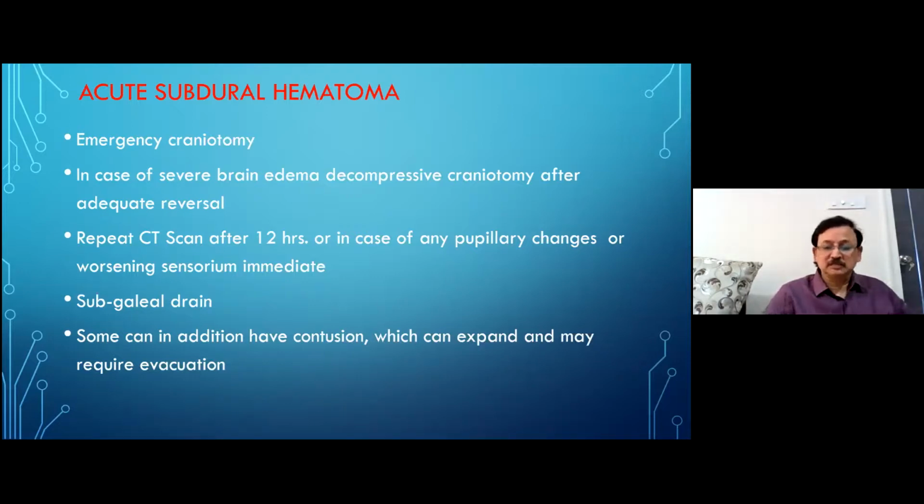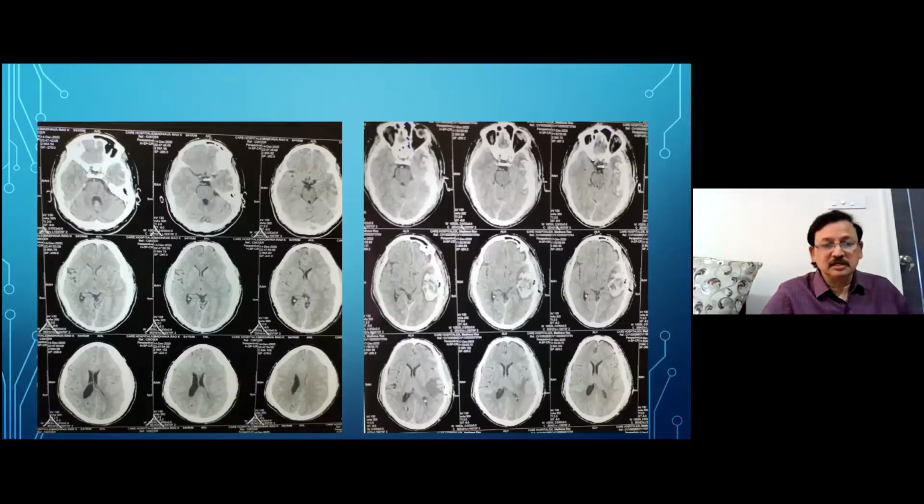I'll show you an example of what we've done very recently. This patient came with a GCS of 15/15. He came with an acute subdural hematoma with mild weakness on one side. So we did a scan. After that, we did the reversal and took him for surgery. We did a craniotomy and evacuated the clot. If you notice, there's a small temporal contusion there.